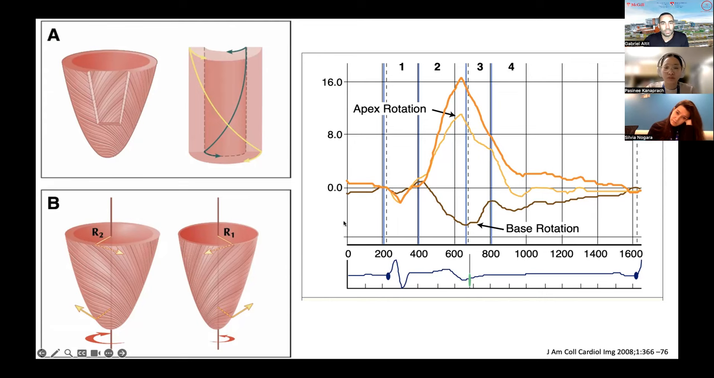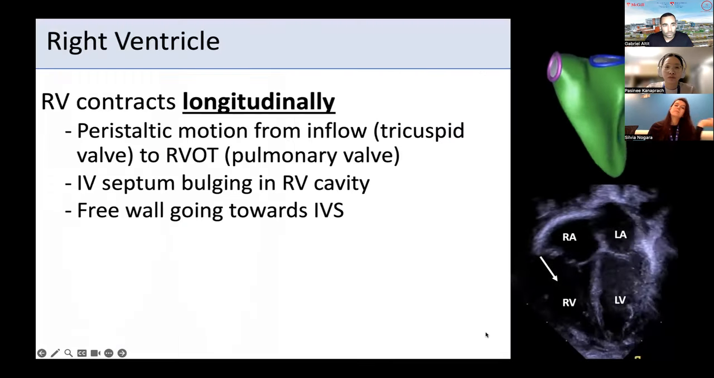So it's probably -6 of rotation versus this is going to the 16th degrees of rotation. Does that make sense to you guys? This is more advanced mechanics.